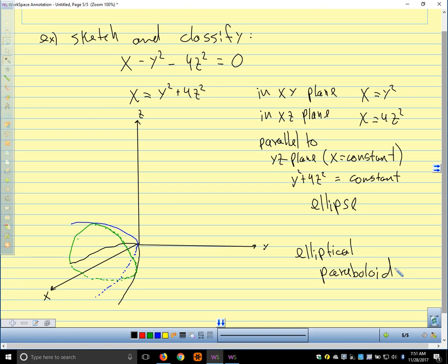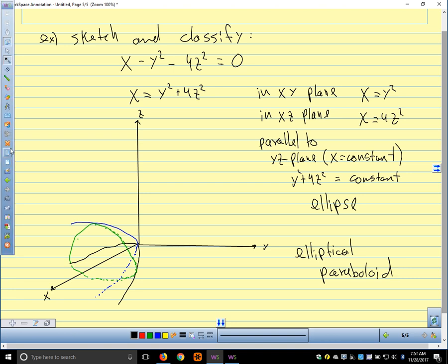If this were x minus y squared minus z squared equals 0, we'd have a circular paraboloid, because this equation would be y squared plus z squared equals a constant. All right. Questions there?